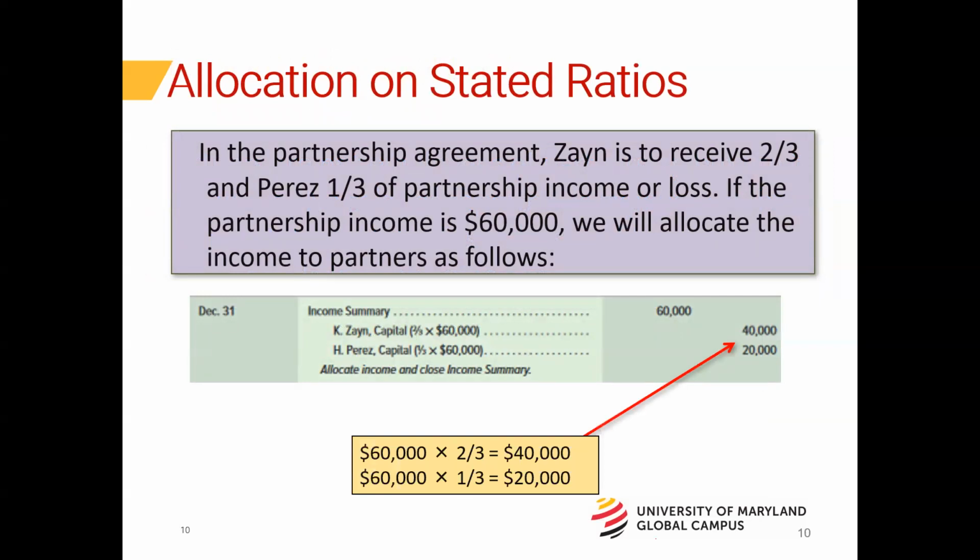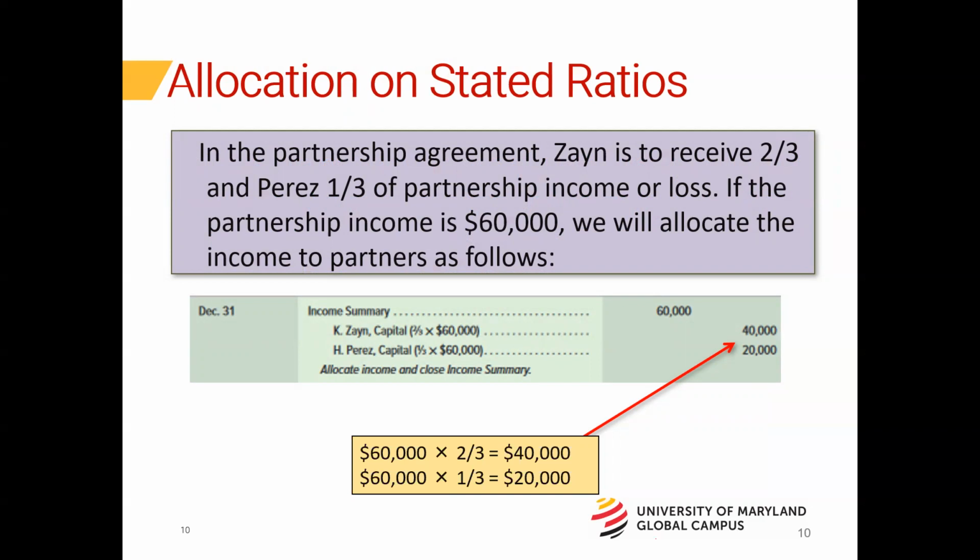So here's an example of an allocation using a stated ratio. In this partnership agreement between Zane and Perez, Zane owns 2/3 of the company. Perez owns 1/3 of the company. And so in that, we are allocating the income from the business to each partner.